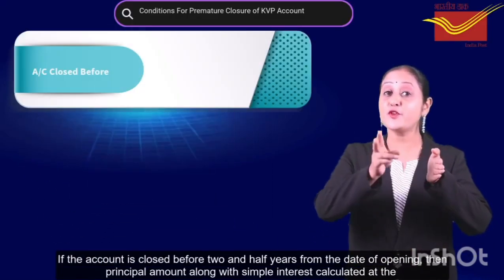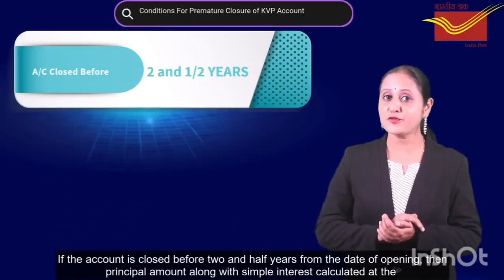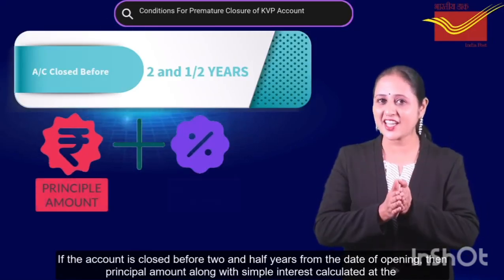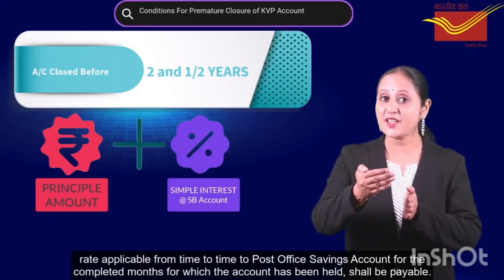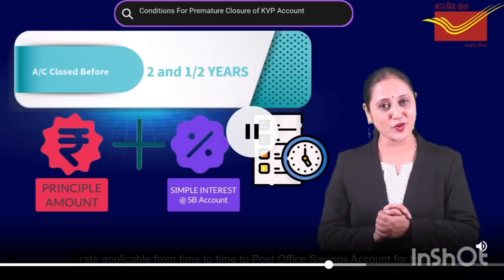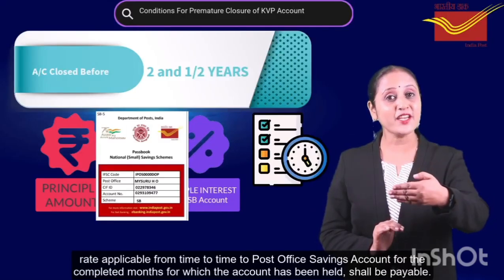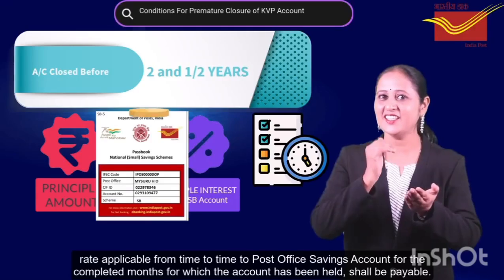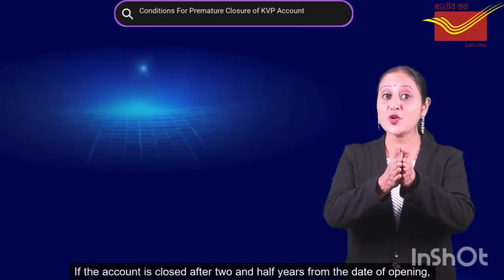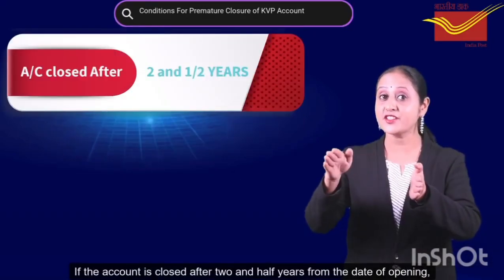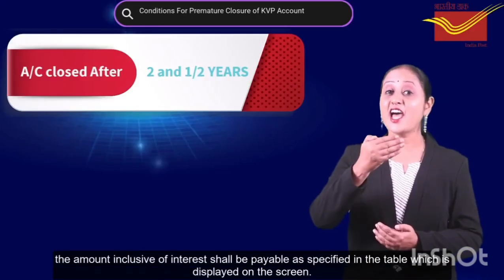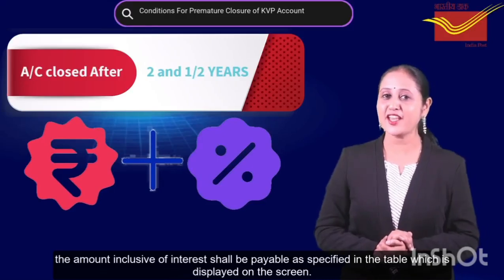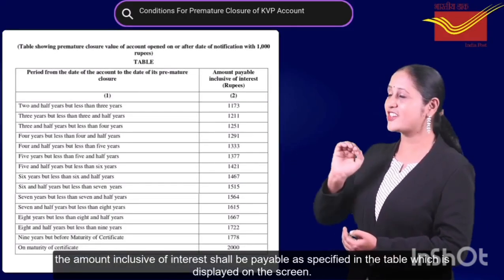If the account is closed before 2.5 years from the date of opening, then the principal amount along with the simple interest calculated at the rate applicable from time to time to the post office savings account for the completed months for which the account has been held shall be payable. If the account is closed after 2.5 years from the date of opening, the amount inclusive of interest shall be payable as specified in the table which is displayed on the screen.